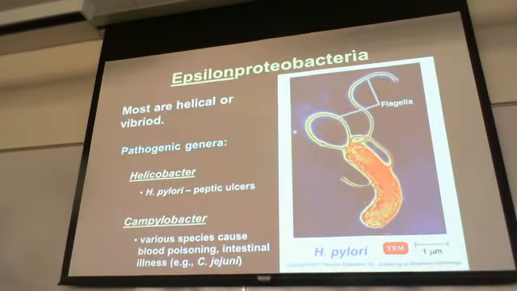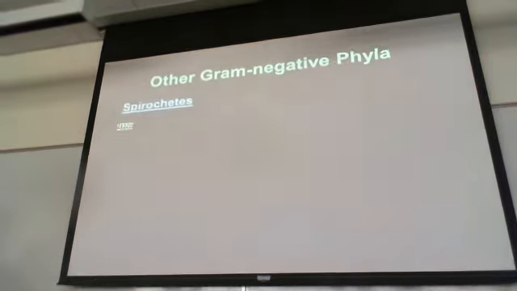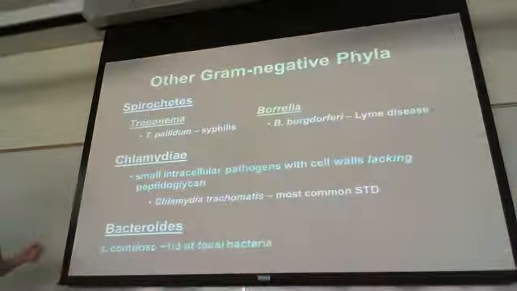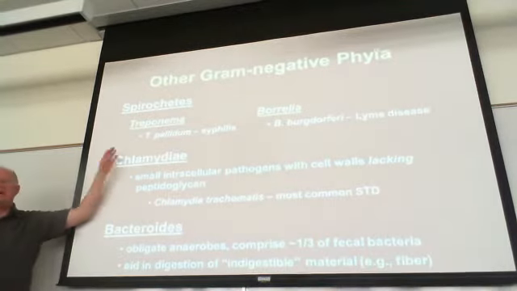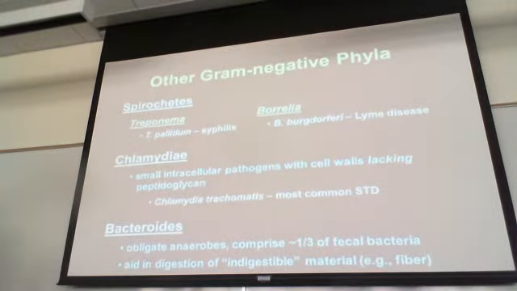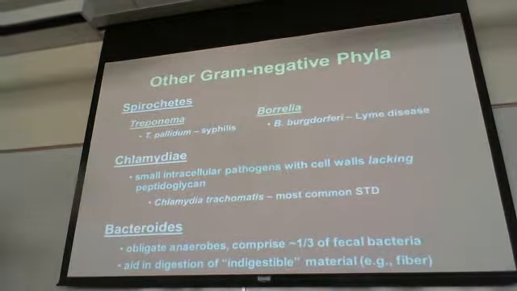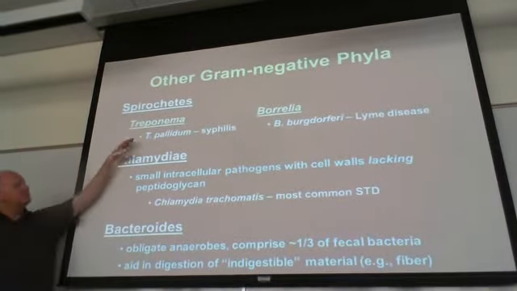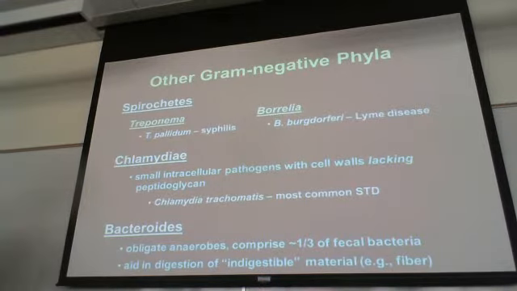All right, so I think this is the end. Oh, I'm sorry. We got one more. And just to be aware of a few other phyla that are gram-negative phyla. Okay, so they have gram-negative cell walls. They don't stain gram-positive, obviously. And again, just some examples of some genera and diseases they cause.